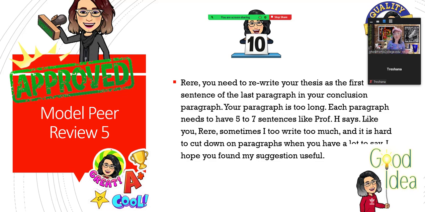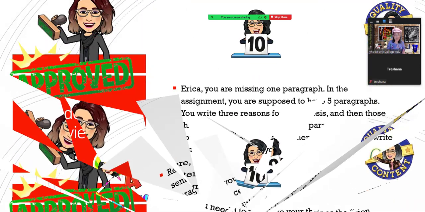So your feedback matters. Riri, you need to rewrite your thesis as the first sentence of the last paragraph in your conclusion paragraph. And your paragraph is too long. Each paragraph needs to have 5 to 7 sentences, like Professor H says. Like you, Riri, sometimes I too write too much, and it is hard to cut down on what I write.